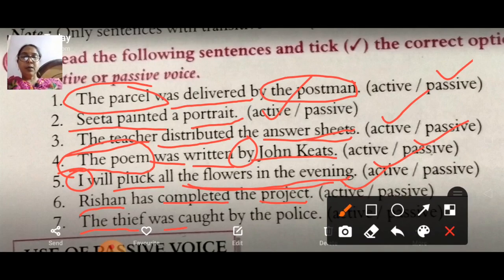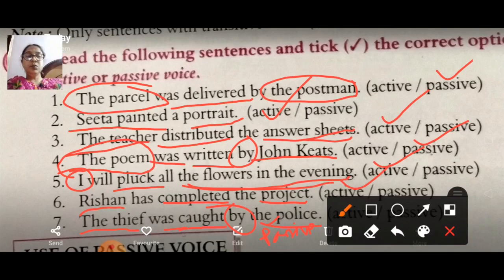Then was is there, an auxiliary verb, then the third form of the verb, and by again the police. So this is passive voice. So put a tick on passive voice. So that is how we have completed exercise number A, which you can find on page number 84. This is your exercise number A in the 16th chapter, active and passive voice.